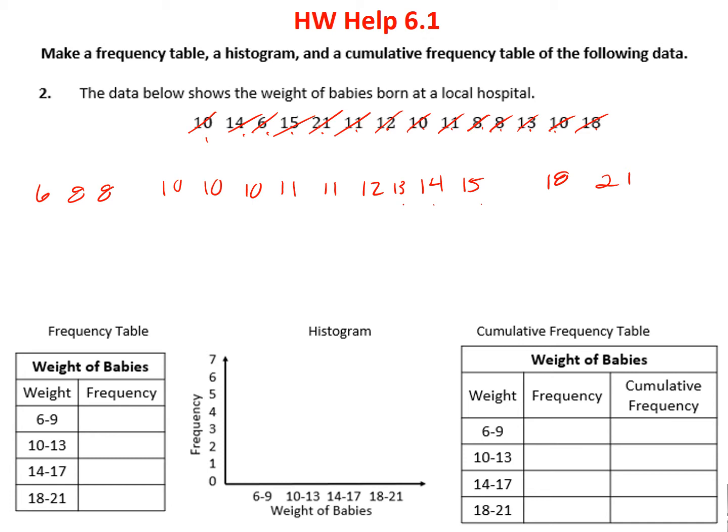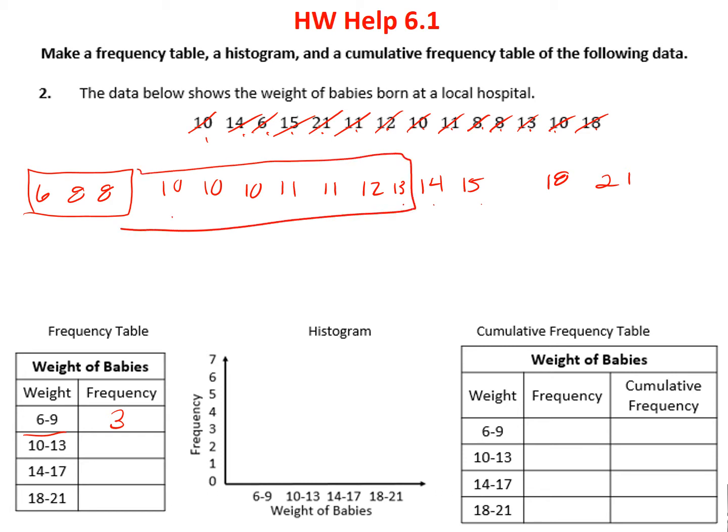So the first category here is 6 through 9. So that's going to be these 3 here, 6 through 9. So there's 3 in that category. 10 through 13 is here. There's 1, 2, 3, 4, 5, 6, 7 babies that weigh in the range of 10 to 13 pounds. 14 to 17, there's 2 of those. And 18 through 21, there's 2. So there's my frequency table.